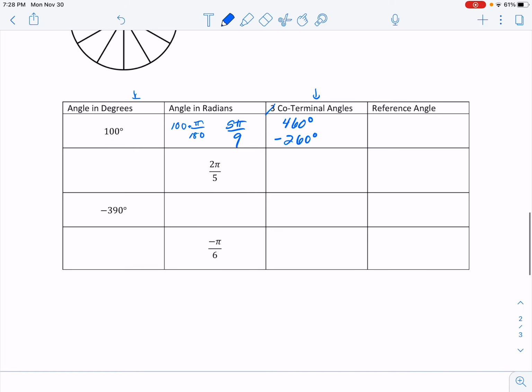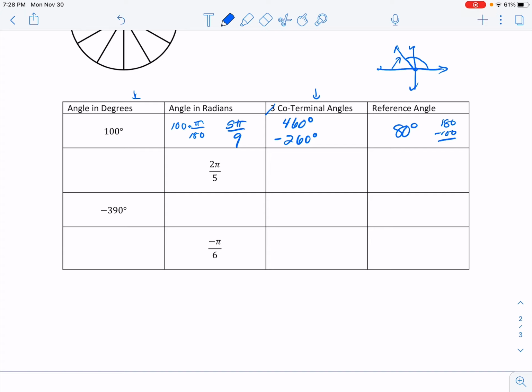Reference angle. Okay. Remember, it's 180 degrees. 100 degrees brings you to right here. What's left? 80 degrees. So it would be 180 minus 100. Okay.